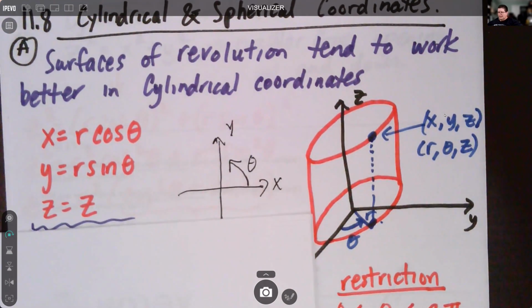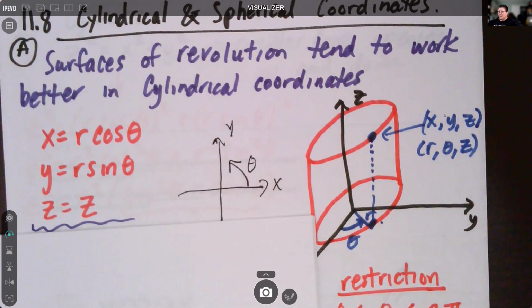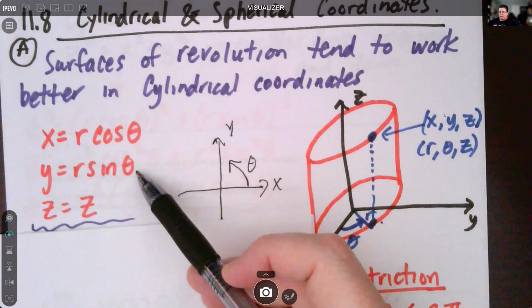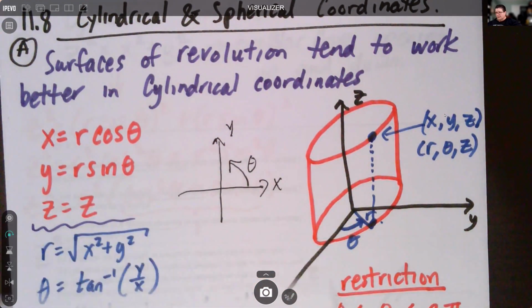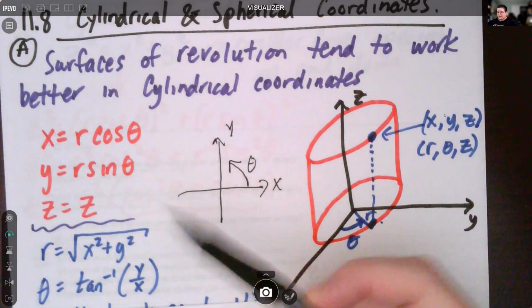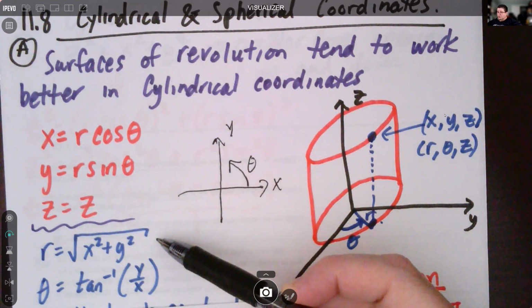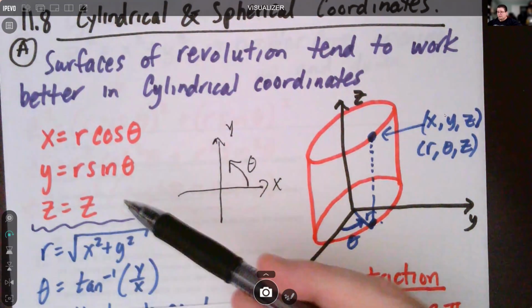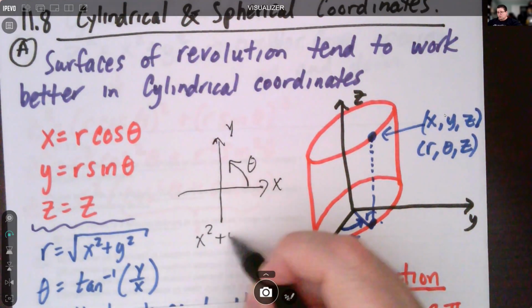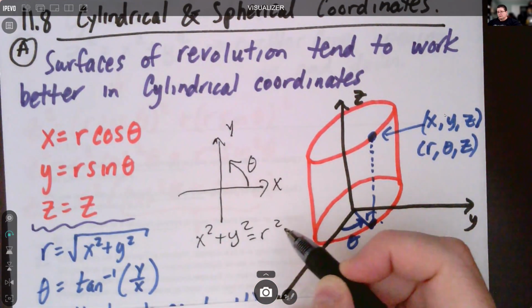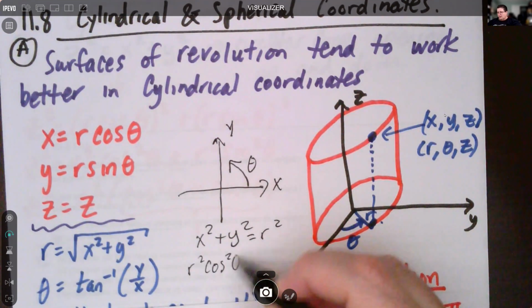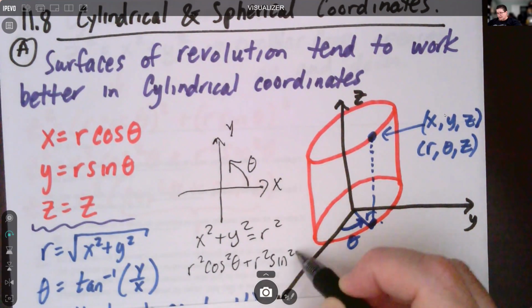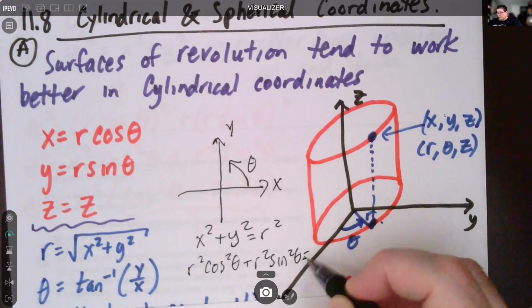If we have cylindrical coordinates and we want to get them in terms of x, y, and z, we need to solve for some stuff. We've done this before. z doesn't need to change. This is in trig. Remember, if we do x squared plus y squared equals r squared, we have a circle. And this is r squared cosine squared theta plus r squared sine squared theta equals r squared.